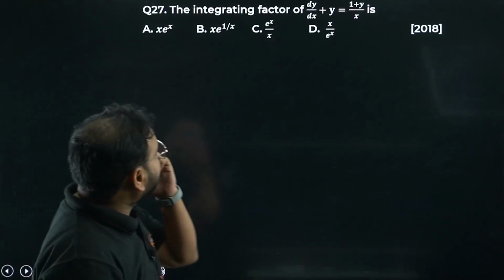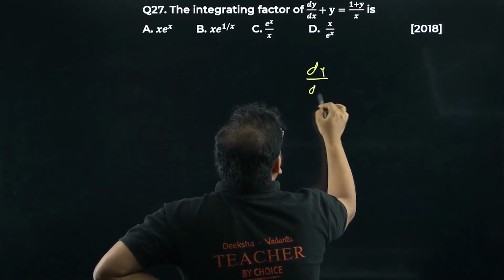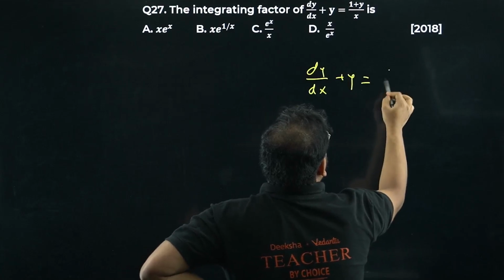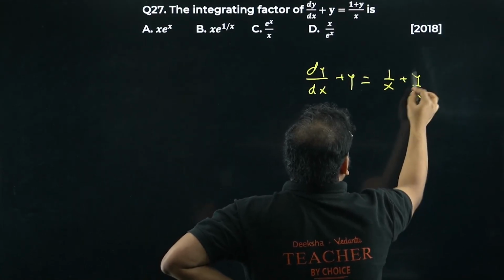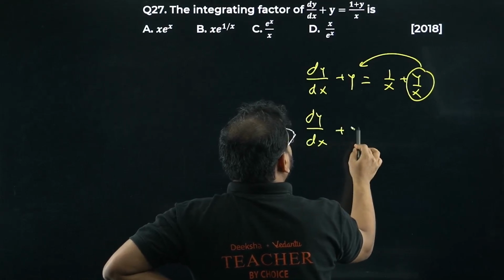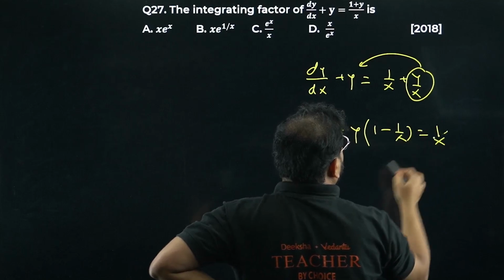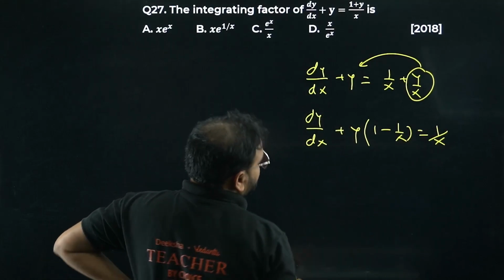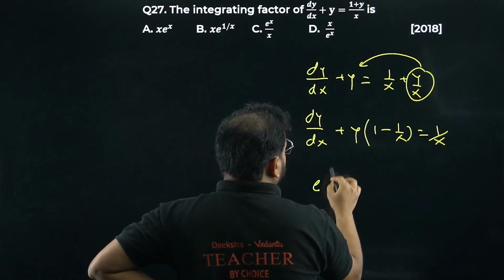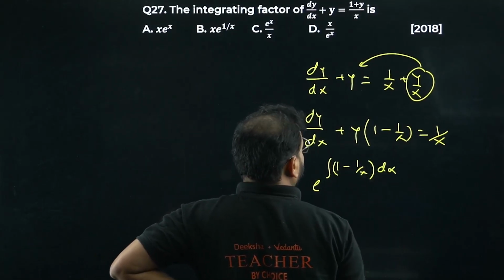27. Integrating factor of this. dy by dx plus y is there, 1 by x plus y by x is there. I have to move this on this side. So I get dy by dx plus y is common, 1 minus 1 by x, upon 1 plus x. Okay, 1 upon x. We are looking for the integrating factor, which means e power integration of 1 minus 1 by x dx.